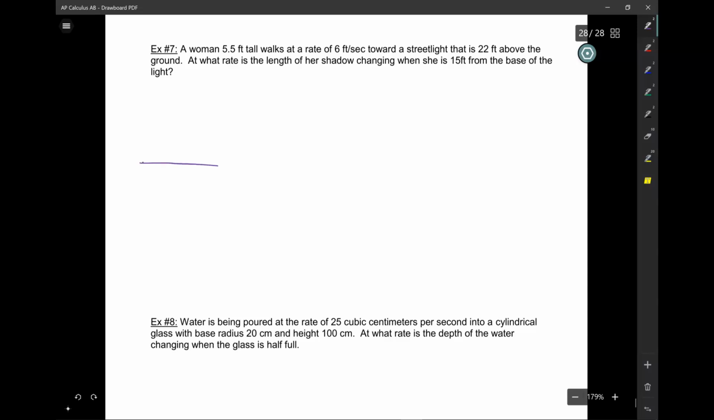She's walking towards a street lamp. So here's the street lamp, right? It's 22 feet above the ground. And we're assuming that when people put it in, they put it in straight, so it's a 90-degree angle there.